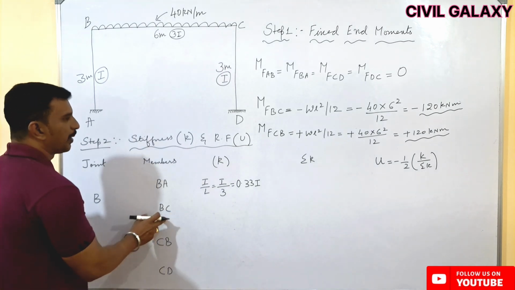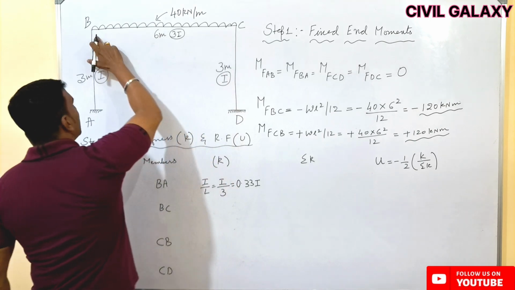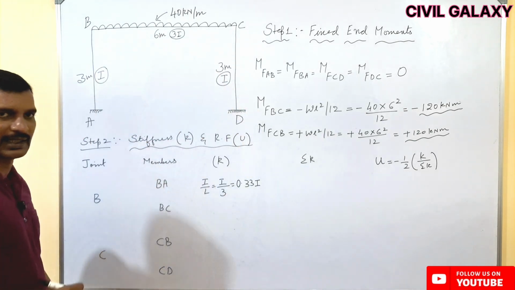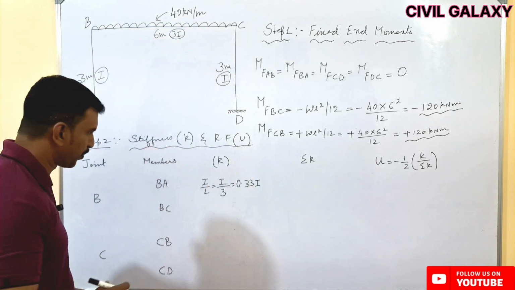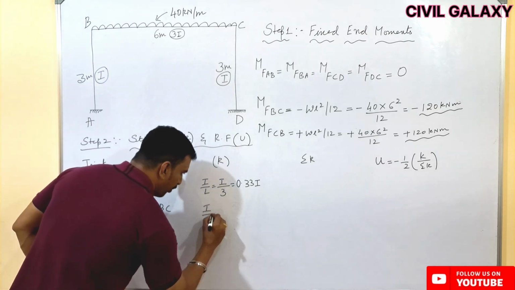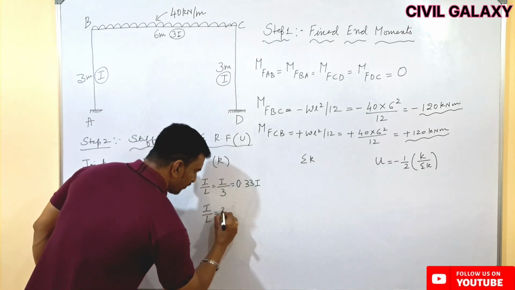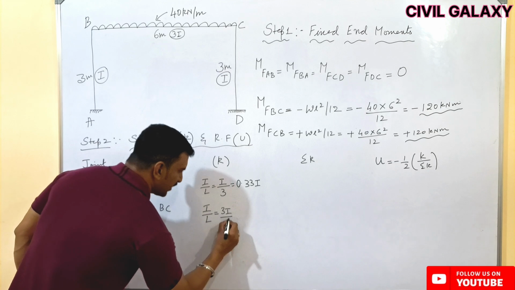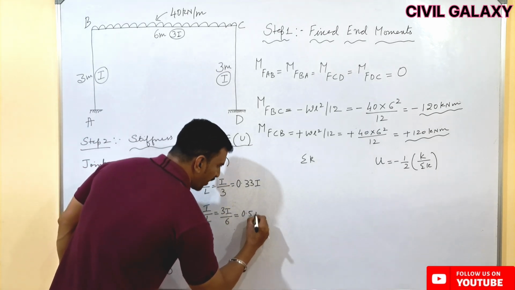Now for member BC, this is B and this is C, with B the near end and C the far end. Since the far end is an intermediate support, and in structural analysis an intermediate support is also considered a fixed support, the stiffness is I upon L. The moment of inertia provided is 3I, and the total span is 6 meters, so this value will be equal to 0.5I.